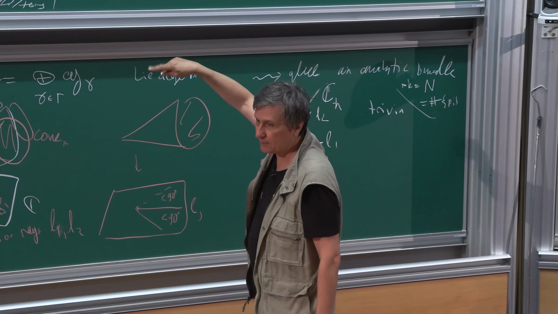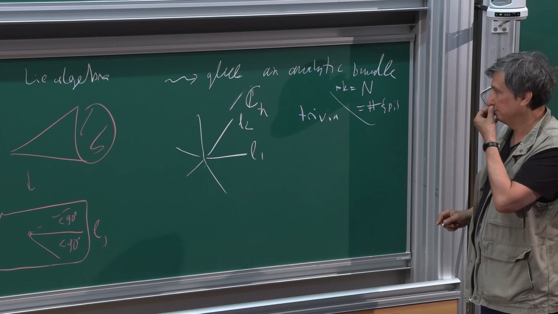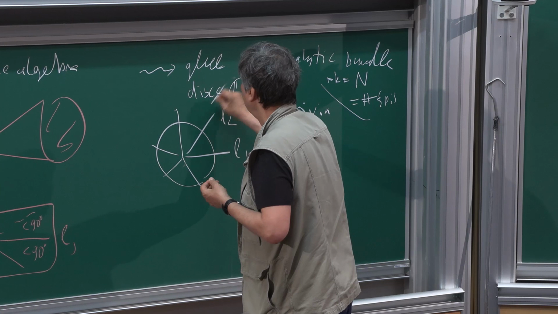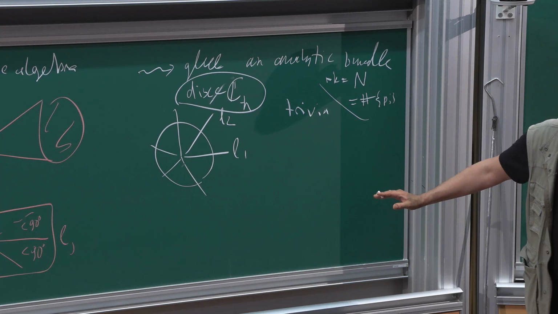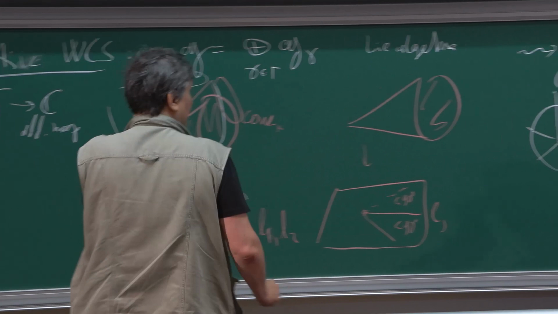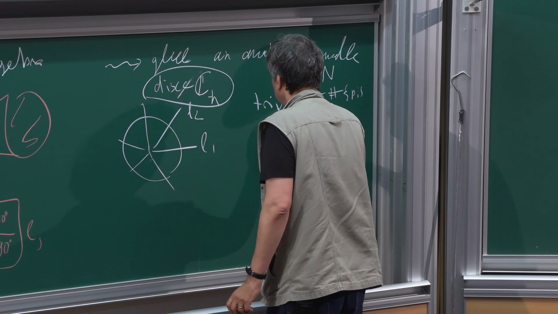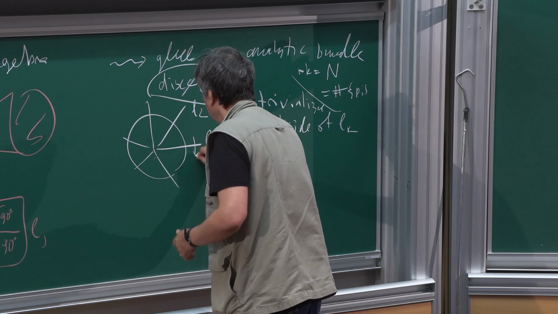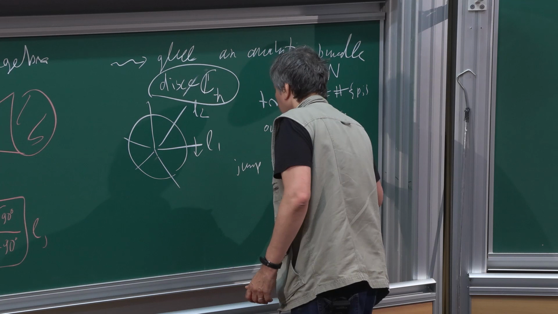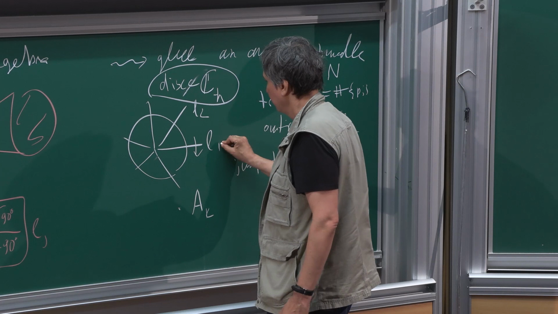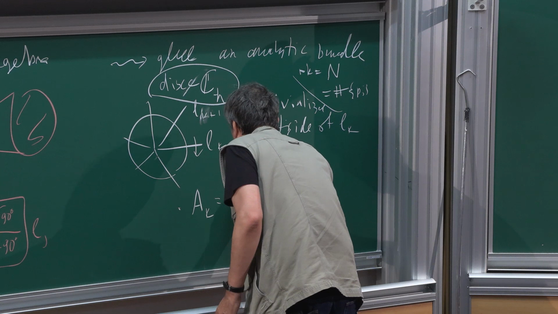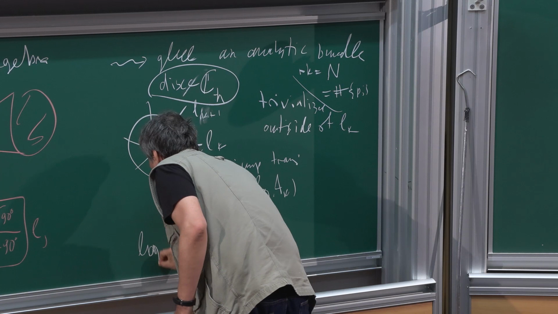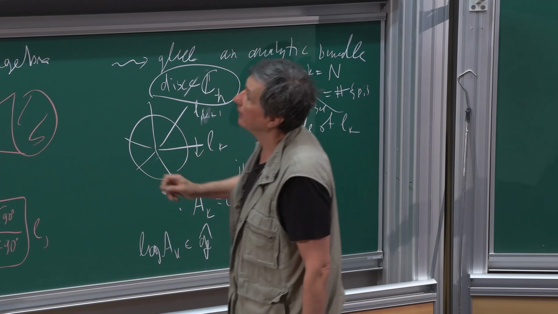Are you sure that it's a whole plane or just a disk? Yeah, actually on a disk. It will be not on the whole plane, but on a small disk. So it will be trivialized outside of the rays, and the jump transformation will be an element A_k, for each ray l_k, which is the exponent of some logarithm, and the logarithm belongs to some kind of completion of the Lie algebra, maybe associated to this cone.